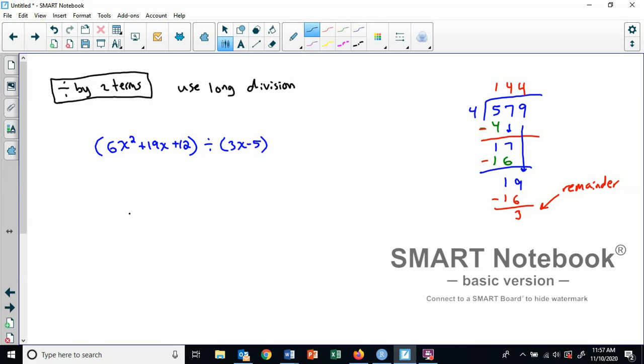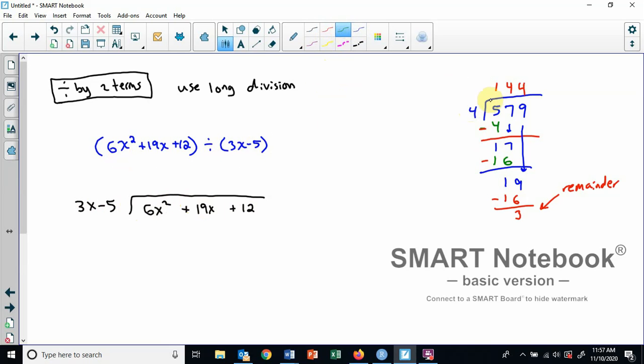So what we're going to do is we're going to take the dividend, that's the thing we're dividing into, we're going to write it over here. I'm going to kind of space it out a little bit, make sure I got plenty of space to work. Okay, so that is the polynomial I'm dividing into. Now let's take the divisor and put it over here. Okay, so this is actually going to end up working very, very much like this long division.